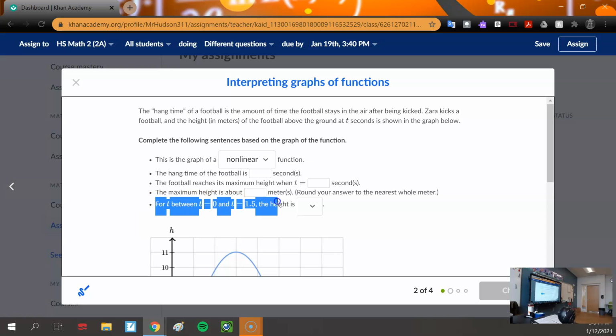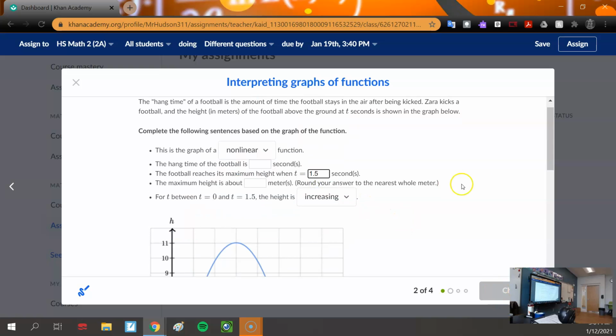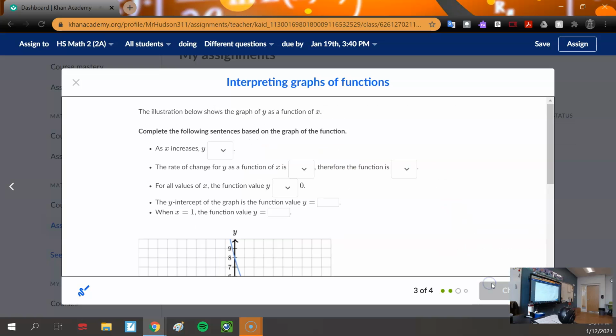Right? And then this is the sort of stuff that I think people are overcomplicating. Guys, it's just asking you if the graph is going up or going down, or if the graph is positive or if the graph is negative. So here our graph is increasing, but when we see other questions where it's asking us for a range, is the y greater than or less than? Let me see if the next one gives it to me.